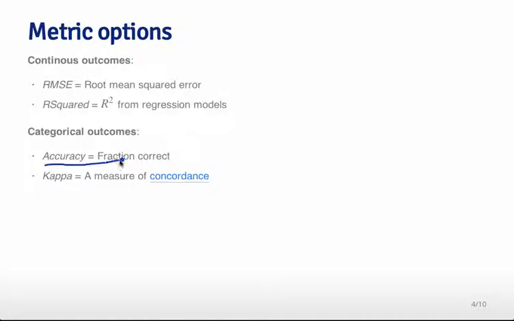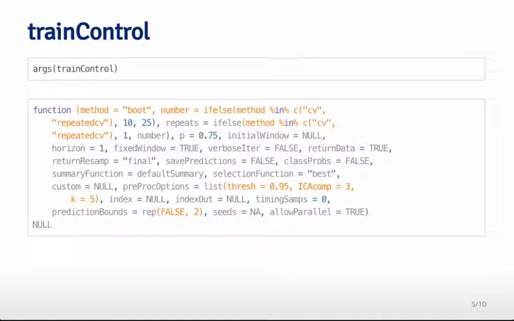Accuracy is the fraction correct, so that's just the number that you get correct, and that's the default measure for categorical outcomes. You can also tell it to use kappa, which is a measure of concordance. I've linked here to a definition of that measure. It's a more in-depth, more complicated measure that's frequently used in some competitions like Kaggle and other competitions.